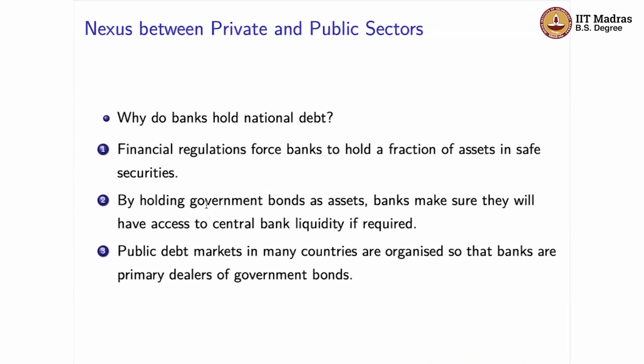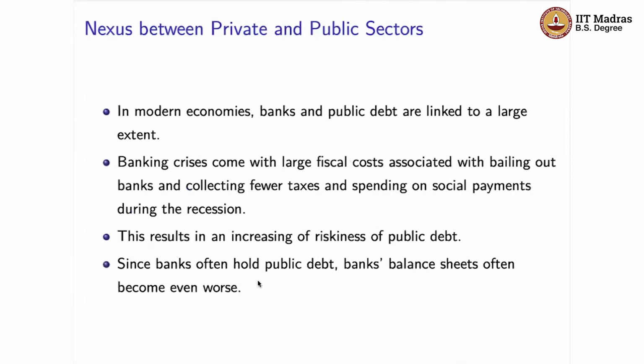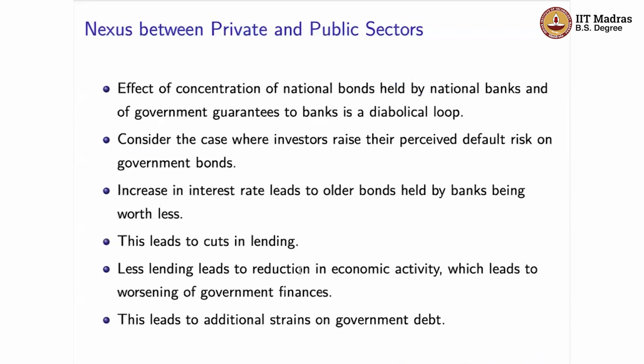Okay. The other reason to hold government bonds as assets is that if the banks do so, then they also make sure that they will have access to central bank liquidity if required in terms of a crisis. And the third reason is that public debt markets in many countries are organized so that the banks themselves are actually the primary dealers of government bonds. So in that case, it would again make sense for the banks to hold national debt. So for a lot of these reasons, banks often have a lot of public debt on their balance sheet. Okay.